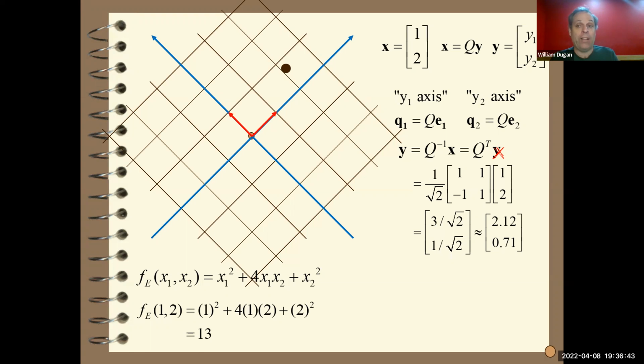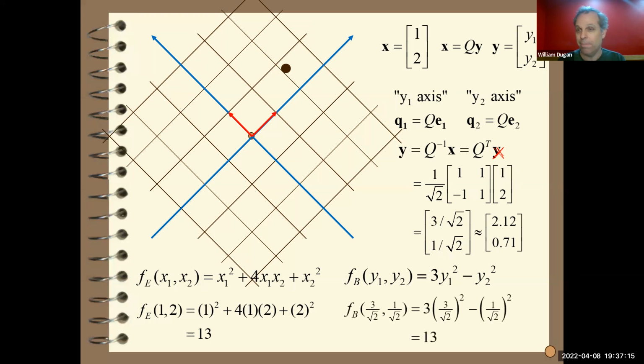But the principal axis theorem says that I don't have to worry about what the new function should look like. I know it has to look like this. It has to be the first eigenvalue times the first variable squared, plus the next eigenvalue times the next variable squared, and so on. So it has to be 3 times y1 squared minus y2 squared. Let's just evaluate this function at the point using its new name, which is 3 divided by the square root of 2 and 1 divided by the square root of 2. By just plugging in those numbers, notice you get the same answer because you have to.